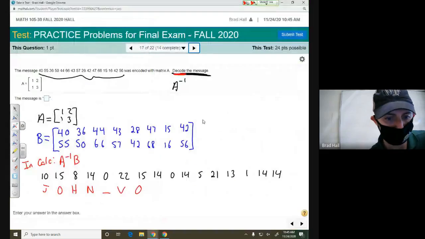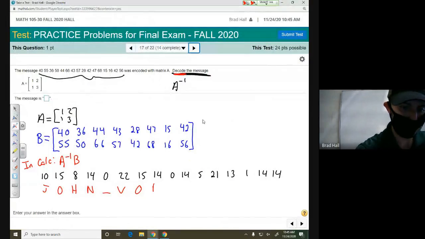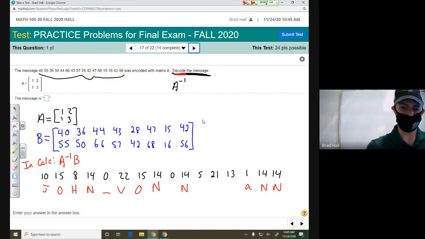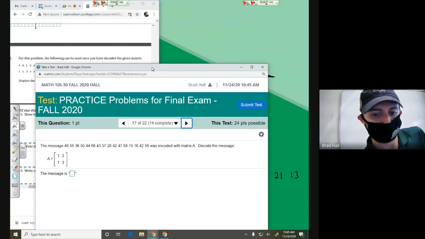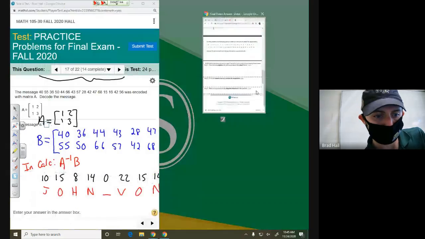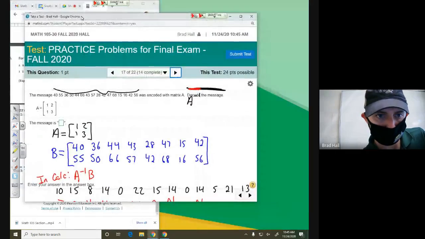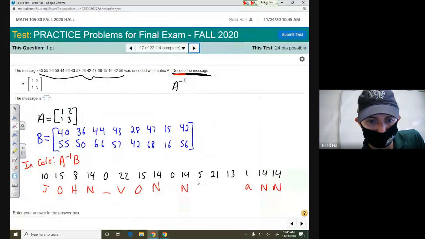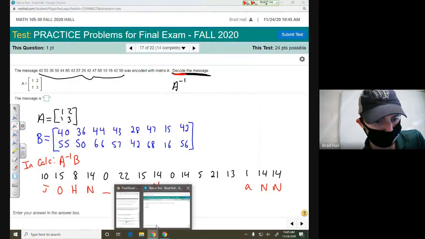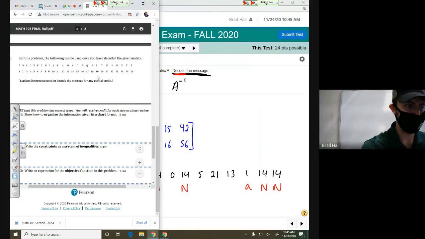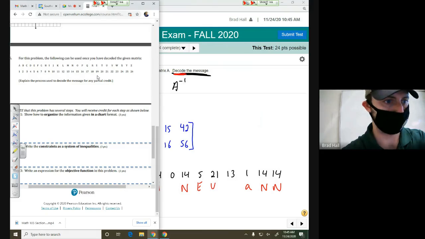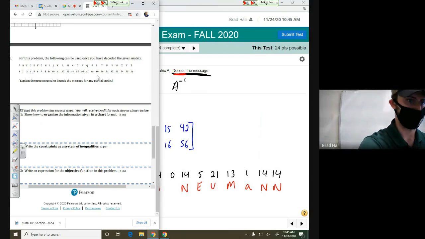So N is 14. So that means N, N, N, N, A. So what is that? That's 5, 21, 13. What's that? So 5 is E, 21 is U, even 13. Okay, that took a little bit longer than I expected.